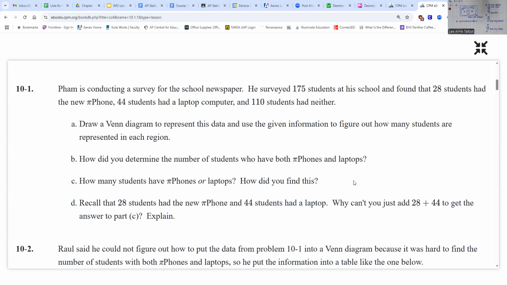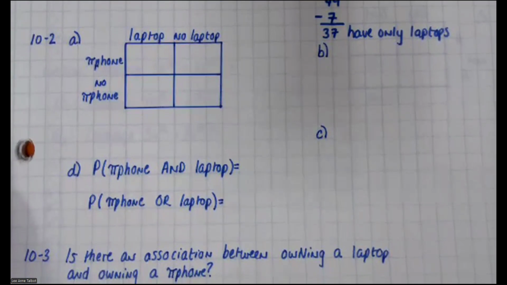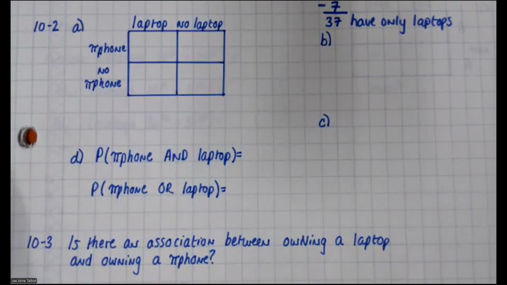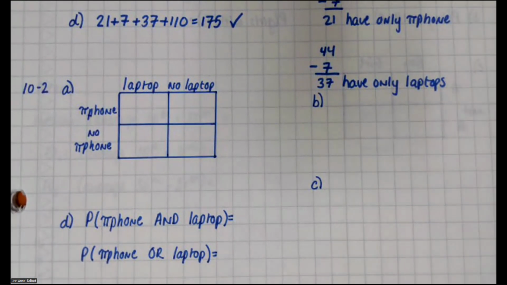Okay, now we're going to do the same thing, but I want you to draw this instead. This is a two-way table. And I feel like most of my students really prefer this over the Venn diagram.